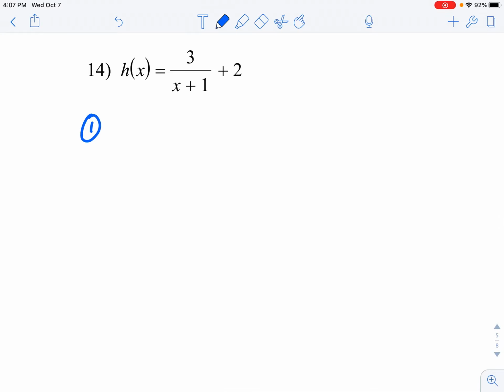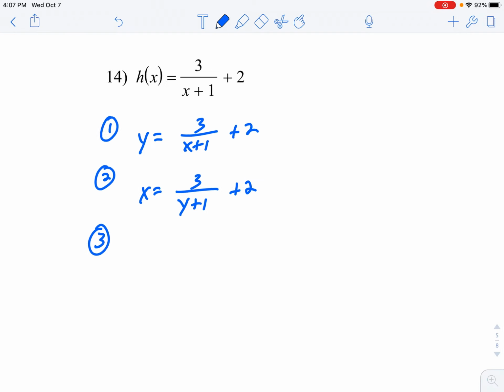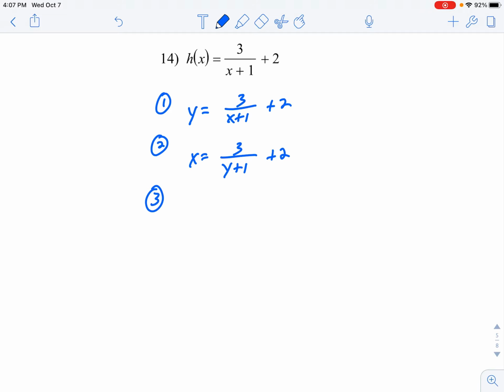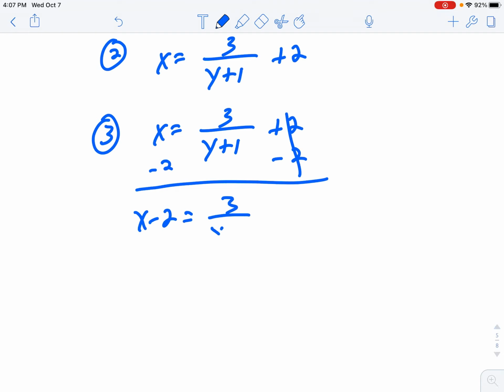So to find the inverse, change it to y equals 3 over x plus 1 plus 2. Step 2, switch it. X equals 3 over y plus 1 plus 2. Step 3 is where all of the work happens. So I'm going to give myself a little more room. I'm going to duplicate that here so that I can start my work. I need to isolate y. First thing I'm going to do is subtract 2 on both sides. X minus 2 equals 3 over y plus 1.